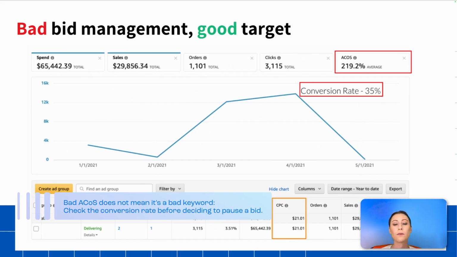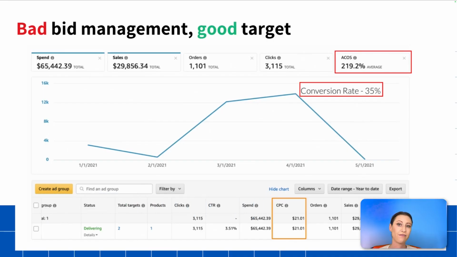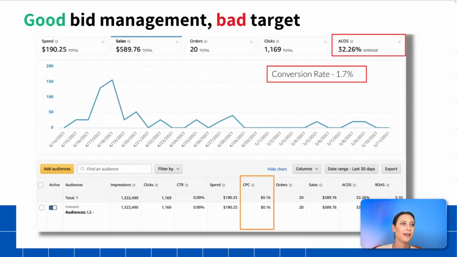If I were to lower my bid to $3 or $4, this would be a very profitable term for me because my conversion rate is so fantastic. So it's really important to understand that. Don't just go through and pause bad ACoS terms. Look at that term and say, is it converting well? Is it good? Can I fix my bid? That needs to be the priority focus. On the flip side, here's a really good bid management and a terrible target. This target has less than 2% conversion rate.